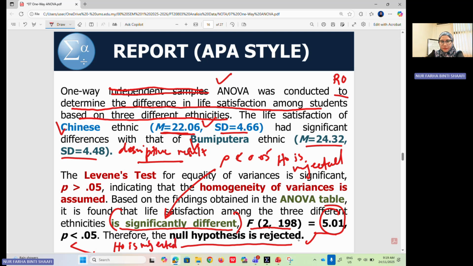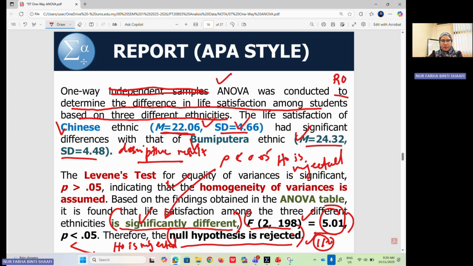So this we will have the marks as well, maybe 1 or 2 marks here, for the statement of null hypothesis rejected, also the statement of the template, the data for the ANOVA table. Significant difference, we have the marks here. The mean and the standard deviation for both, we have the marks as well. Homogeneity of variances assumed, also we have marks there. So this is how you write the report for one-way ANOVA.